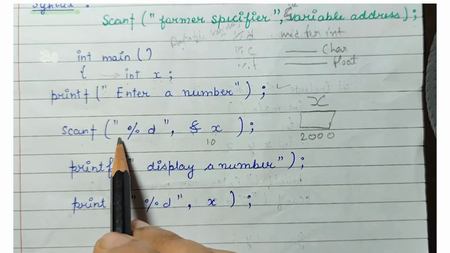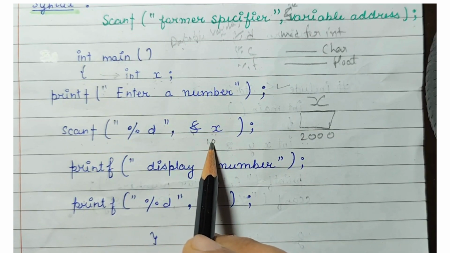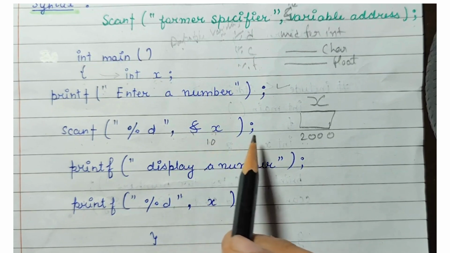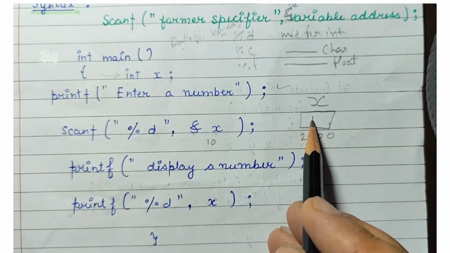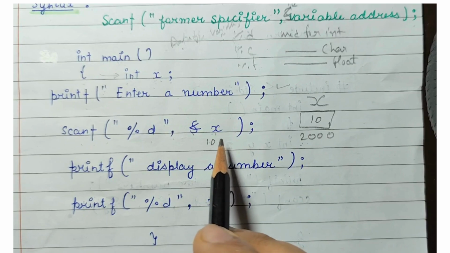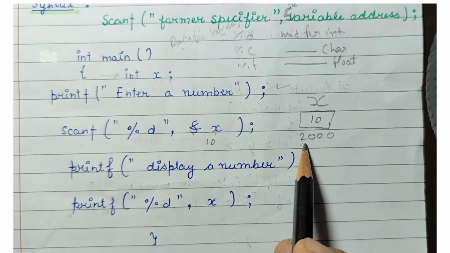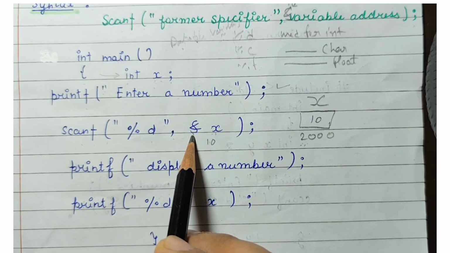Now what will happen? The value is assigned at the address of x. Now what is the address of x? The address of x is 2000. It means the value 10 is stored here. Getting my point? When we input some value, that value is stored at some particular address. That's why I am using the address operator here.